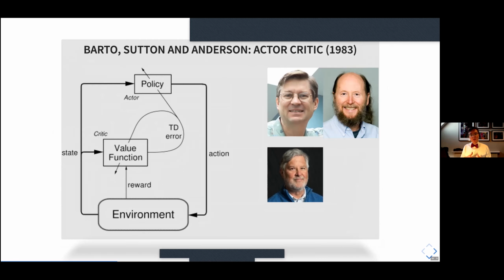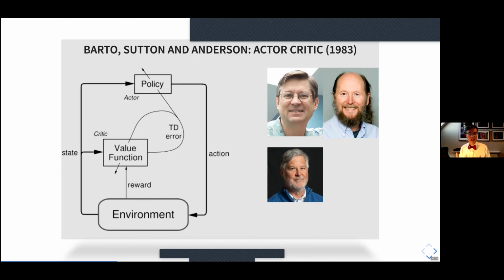Now, by the time 1983 came along, these wonderful guys, Barto, Sutton, and Anderson, really founding fathers of reinforcement learning in many ways, came up with the actor-critic architecture. And essentially what this is saying is, well, you see some reward in your environment, and maybe it's the reward you expect, maybe it's less reward, maybe it's more reward. That difference is called the TD error, or temporal difference error.